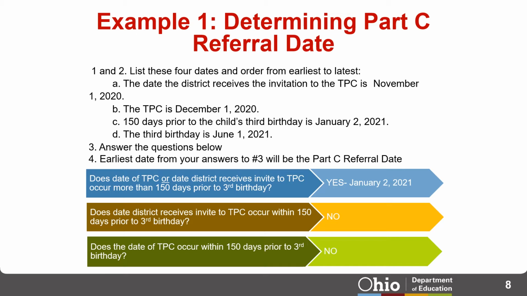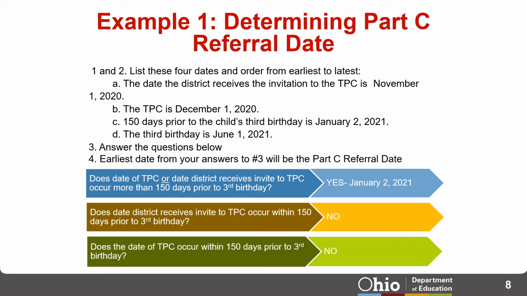We would follow steps 1 and 2 from slide 6, writing down the 4 dates in order from earliest to latest. The date the district receives the invitation to the TPC is November 1st, 2020. The TPC is December 1st, 2020. 150 days prior to the child's 3rd birthday is January 2nd, 2021. The 3rd birthday is June 1st, 2021.